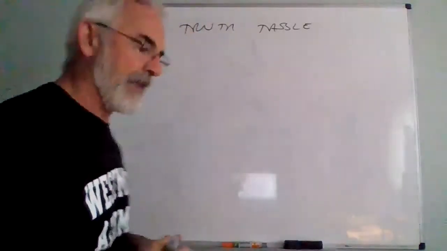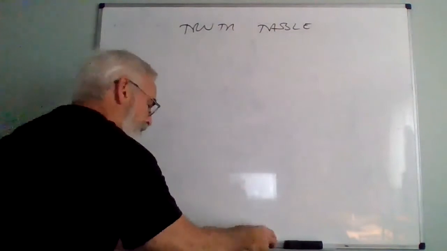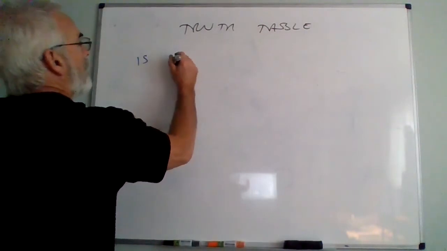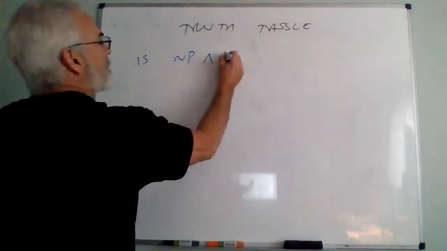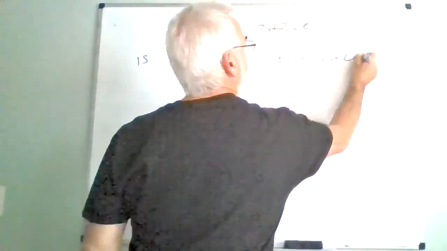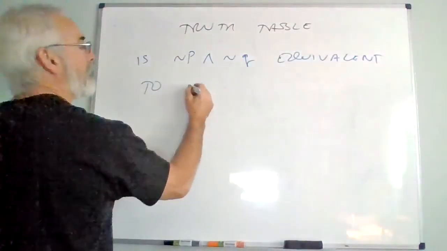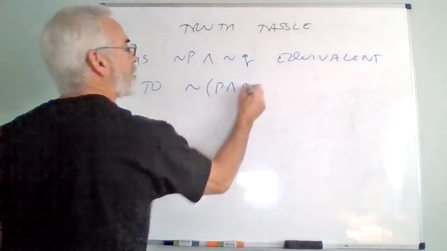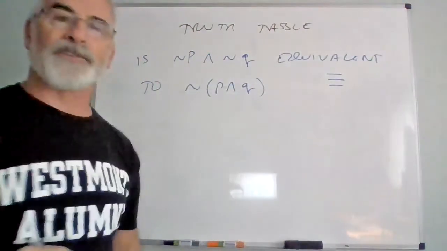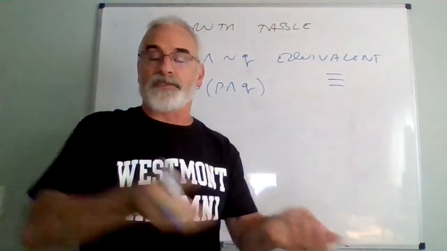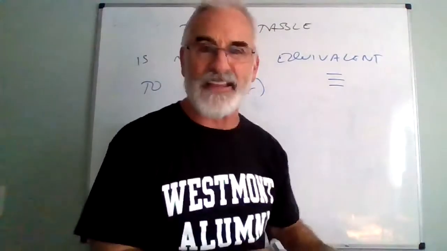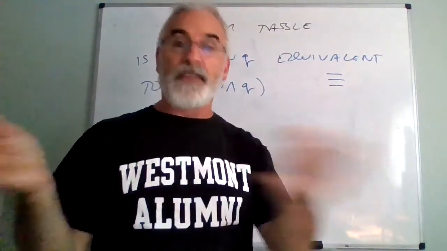So I'm going to give you an example. If I said to you, is not P and not Q equivalent, and I'll show you the symbol, equivalent to not P and Q. Now, the symbol for equivalent we use generally in this context is 3 bars, which can be confusing because we also use 3 bars to say "is defined as." But in this context, if P is a statement and Q is a statement and they're saying the exact same thing, we'd say they are equivalent statements.